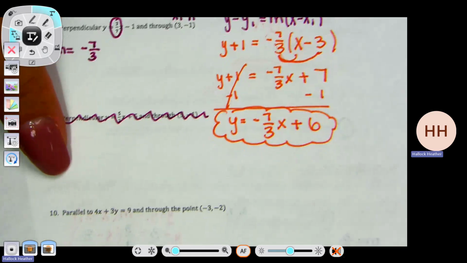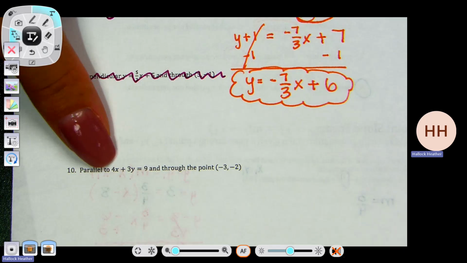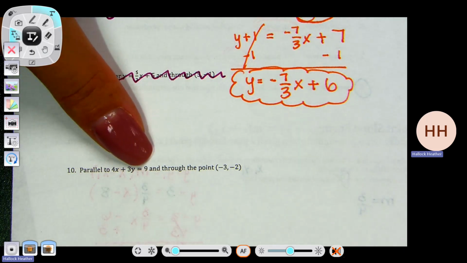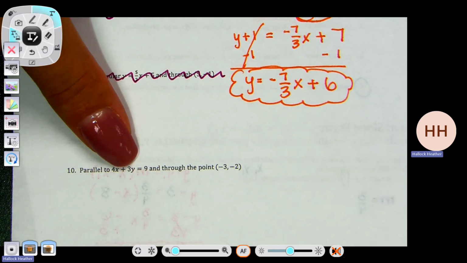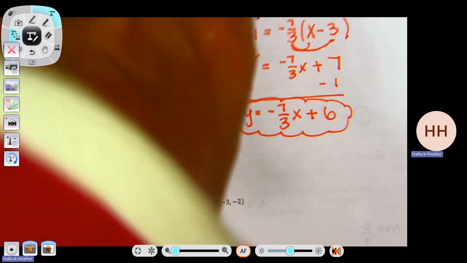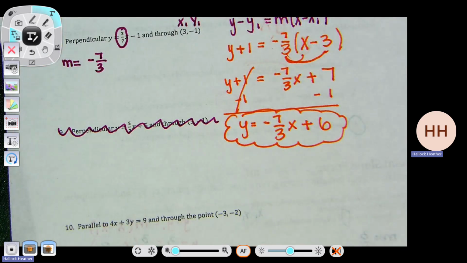So for number 10, it says it's parallel to 4x plus 3y equals 9. Notice that this is not in slope-intercept form. Slope-intercept form has y by itself to start. So this is starting like this bottom equation on the board. If it looks like this to start, you need to rearrange it first. So we have to get y by itself.